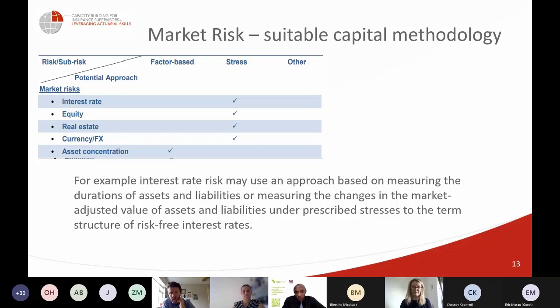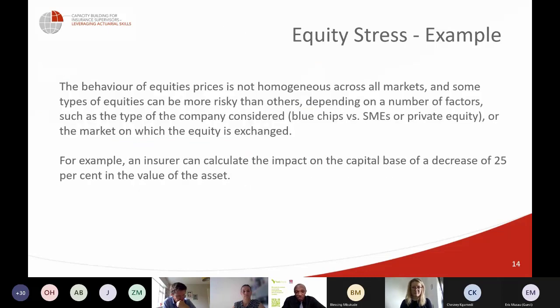Also, importantly, there are various ways in which you need to think about the equities. Think about the market, the types of equities. Think about the number of factors that will affect that particular equity, the company you are currently considering. Is it a blue chip company? Is it an SME? Is it private equity? Because all that will have different exposures when it comes to the capital.